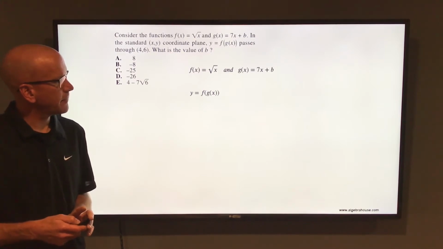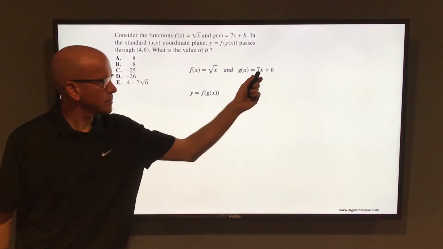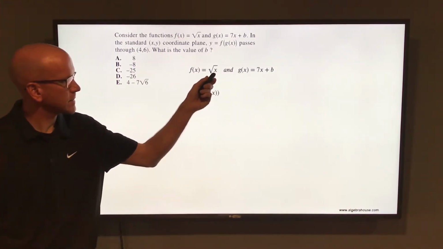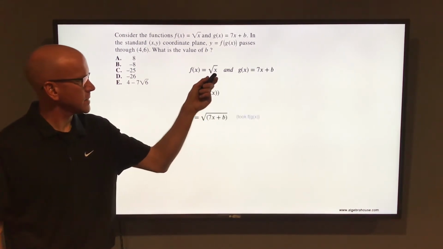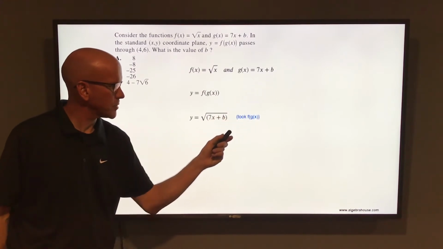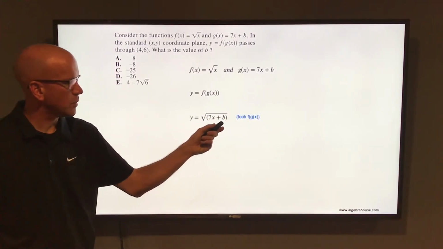So if we take f of g of x, in other words, substitute 7x plus b in for x into f of x. So we're replacing the x in f of x with this 7x plus b. Now we have y equals the square root of 7x plus b.